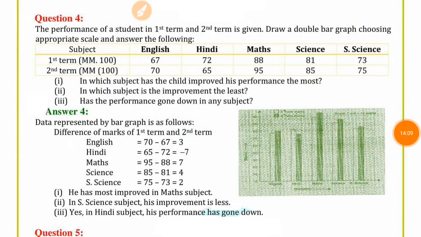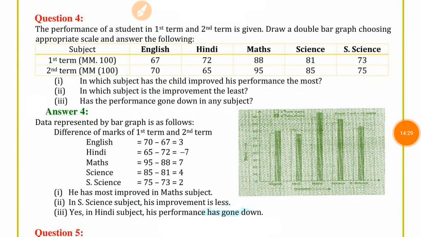So, what is that subject? First term, second term. In English, 62, these all are the numbers. Question is, in which subject has a child improved his performance the most? Most, how can we identify?